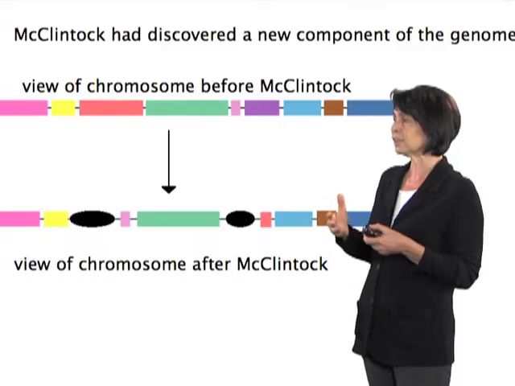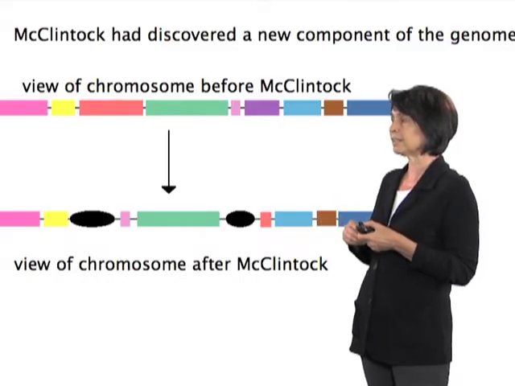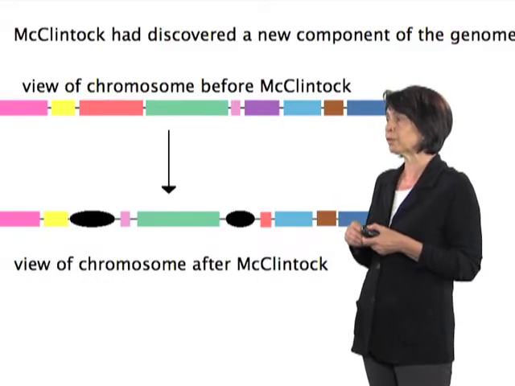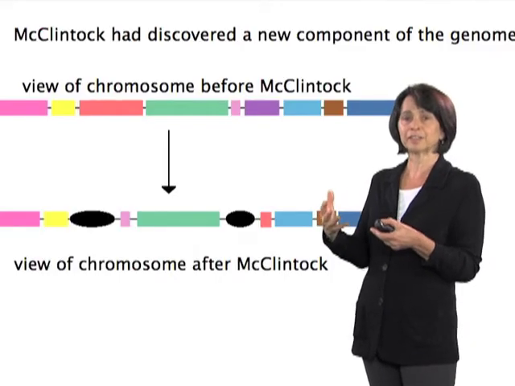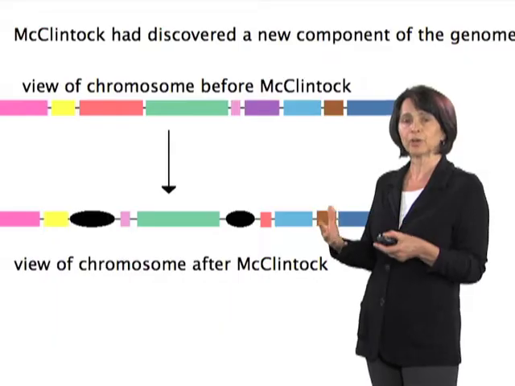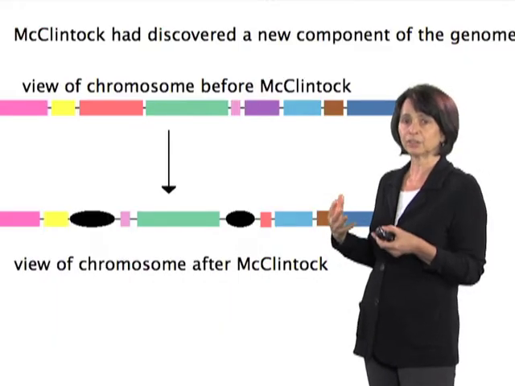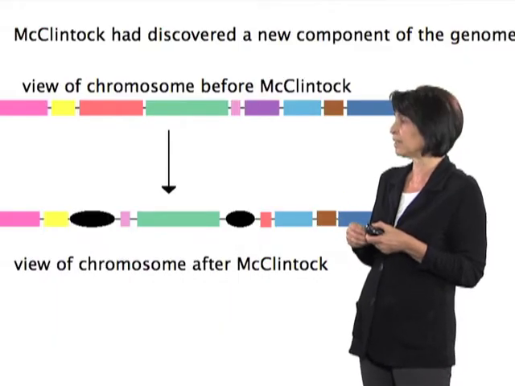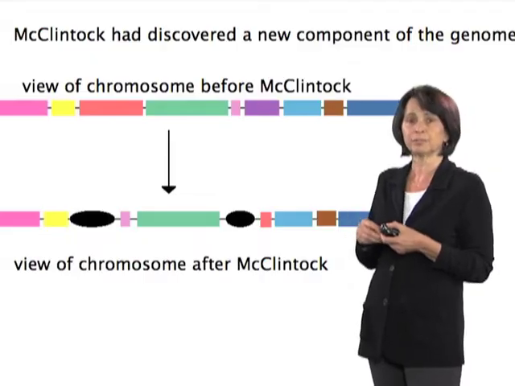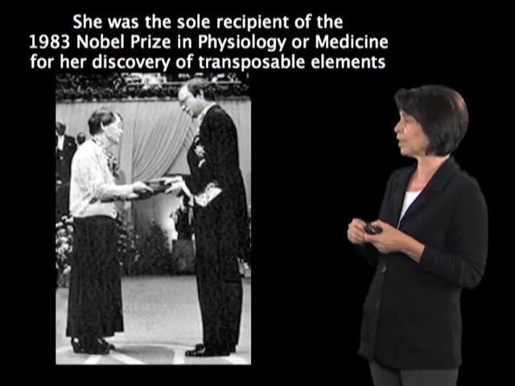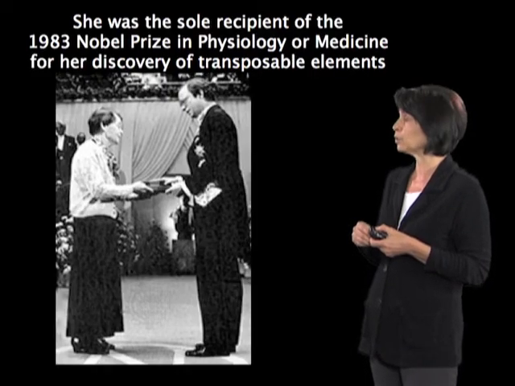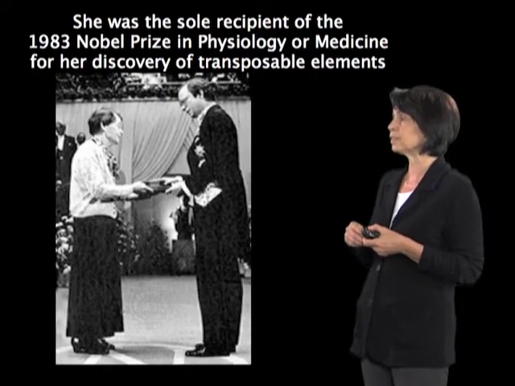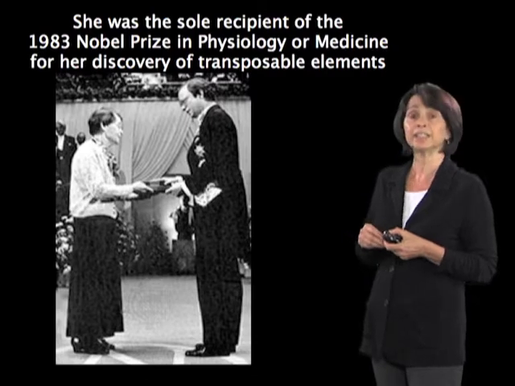So McClintock recognized that these transposable elements that were moving around were not coming from the environment. They're not viruses that are infecting the organism. They actually are residents of the genome, and these we now know are residents of most eukaryotic genomes. So for this discovery, McClintock was awarded the Nobel Prize in Medicine or Physiology in 1983.